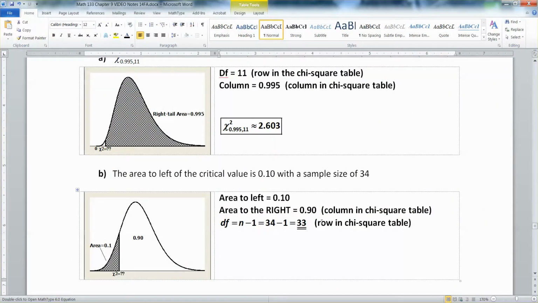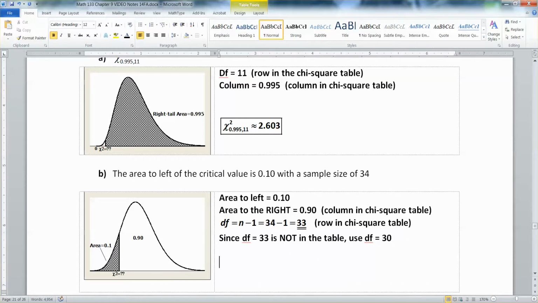Uh-oh. But 33 isn't in my table. So what I'll have to do is, since df equals 33 is not in the table, use df equals 30 as your closest approximation. That's the best you can do.